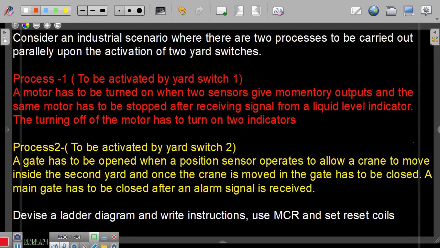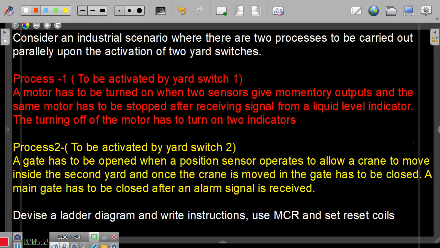The first action happens to be opening of the barrier the moment a vehicle or crane, whatever it is, comes in. The moment the crane goes inside, the barrier has to be closed. Then after that, a main gate has to be closed after an alarm signal is received. So this is again simple, one rung where you have one input device and one output device.